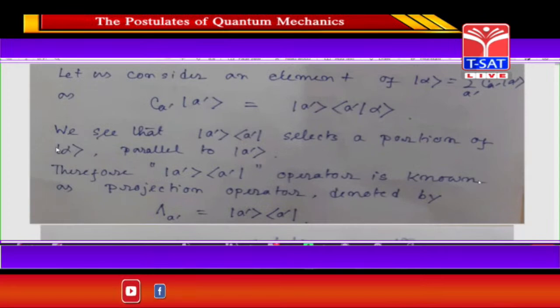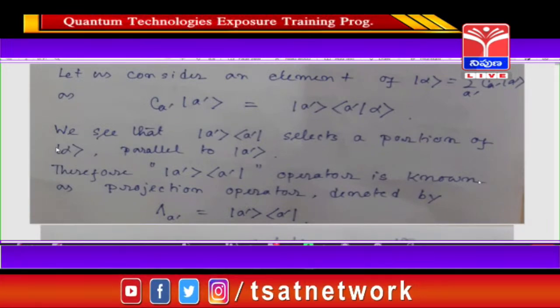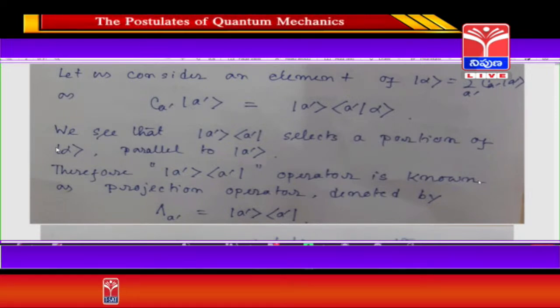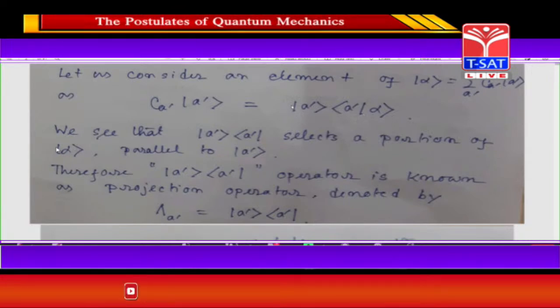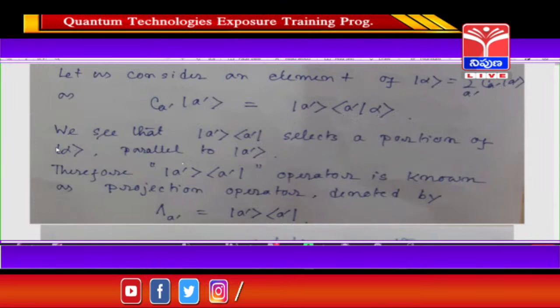Okay, so let us consider an element alpha, A prime. So one of those elements. So that is C A prime over A prime. So that is basically which can be written like this: A prime outer product over the state alpha.